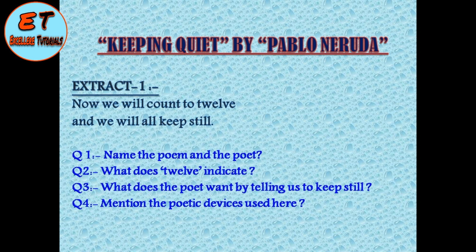Question number 3. What does the poet want by telling us to keep still? Answer. By telling us to keep still, the poet wants us to introspect. Question number 4. Mention the poetic devices used here. Answer. The poetic devices used here are alliteration and antithesis.